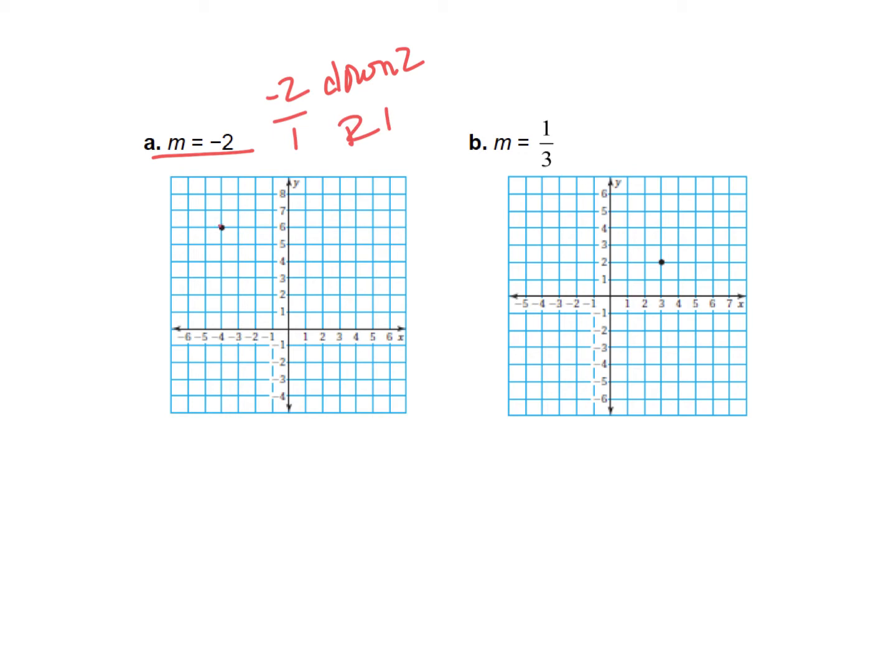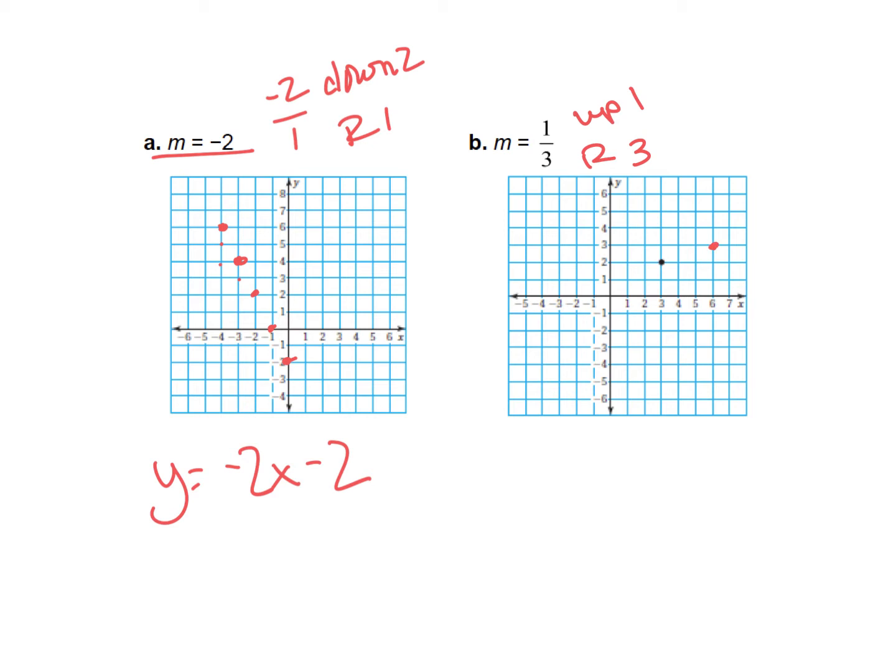So we're going to start at this given point. So I'm going to go down 2 to the right 1, down 2 to the right 1, down 2 to the right 1, down 2 to the right 1, at least until I hit the y-axis. So our equation, y equals, we know our slope. Now we know that it crosses at -2. So there's our equation. Letter B, m equals 1/3. So that means I'm going to go up 1 and to the right 3. And I'm going to do it until I cross the y-axis. But if I go up 1 and to the right 3, I end up right here.